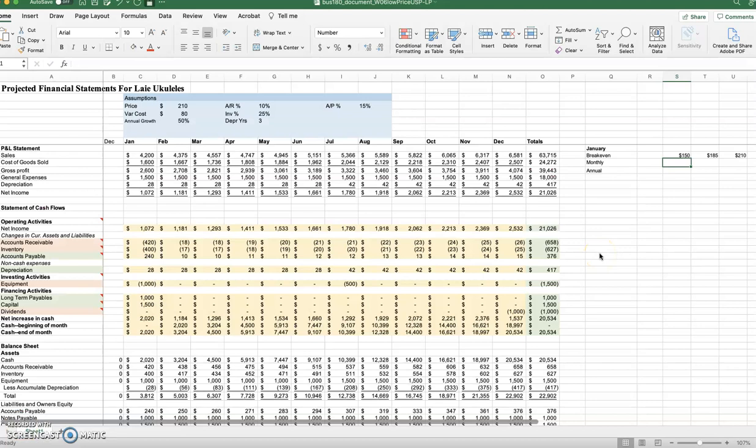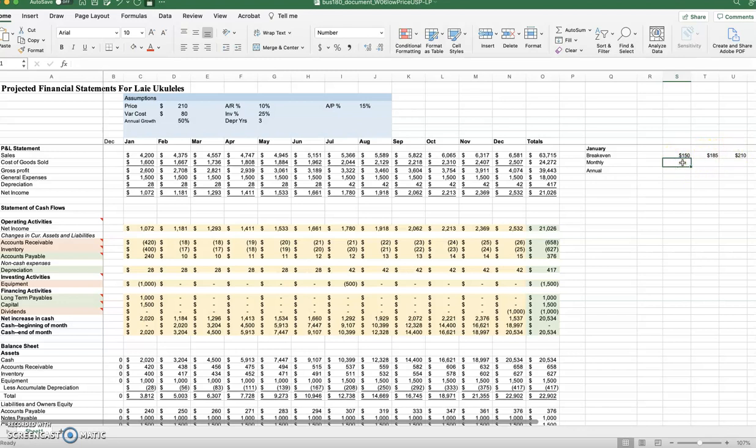So here we are at the projected financial statements for the ukulele company, and we're going to be looking at the month of January, and we're going to calculate the break-even point when the price of the units, the ukuleles, are $150, $185, and $210.